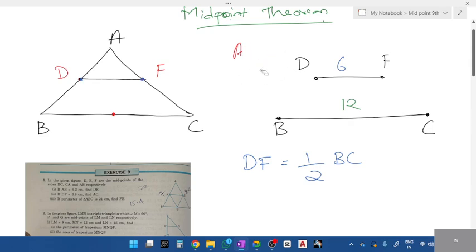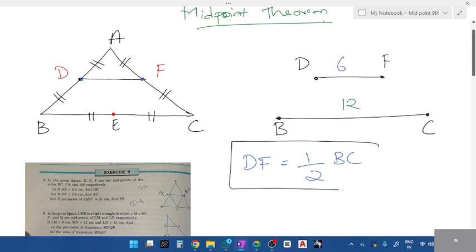Okay. Just write this, students. This is most important. So draw this line. AD is equal to DF. BE is equal to EC. FC is equal to AF. Values are equal. Therefore, this is the first statement. DF is half of BC.